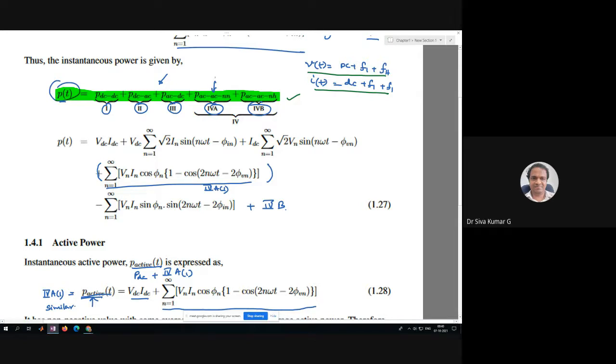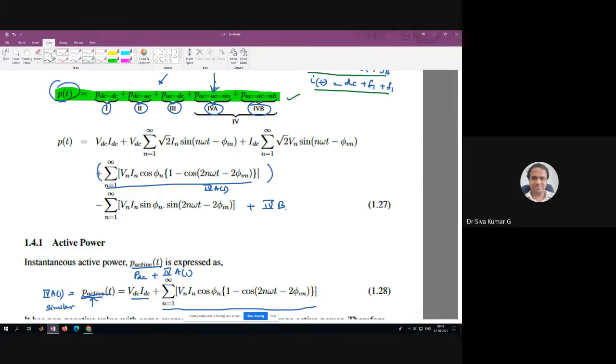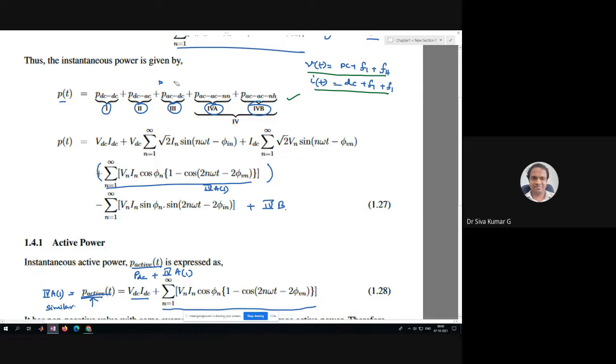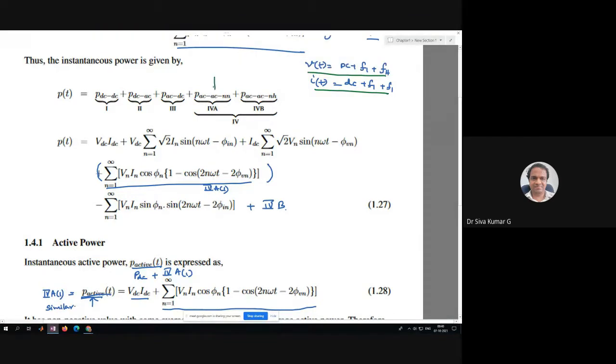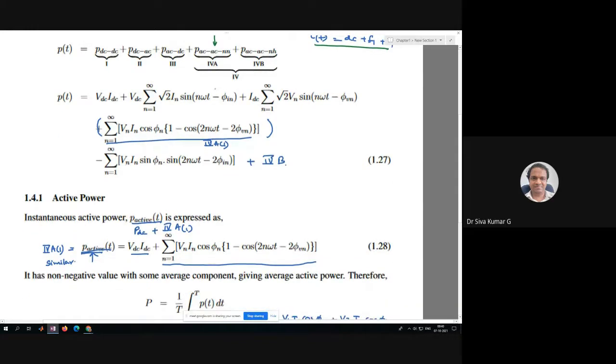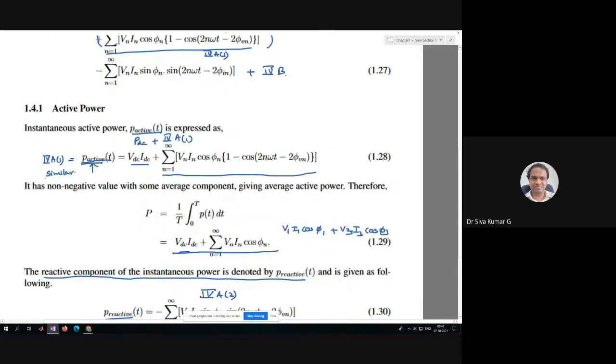Especially we have seen this fourth term, the fourth A term. We are very much interested in finding out the real power and the reactive power with respect to this equation. This is about the similar frequency components interaction. We have seen this particular term, the fourth A, with the similar frequency components, which they have mentioned as P active of t.